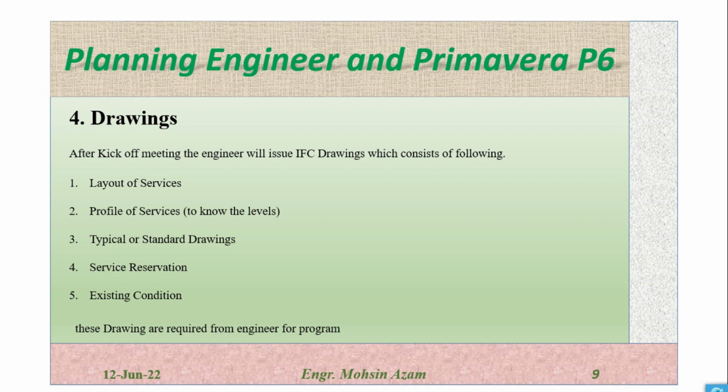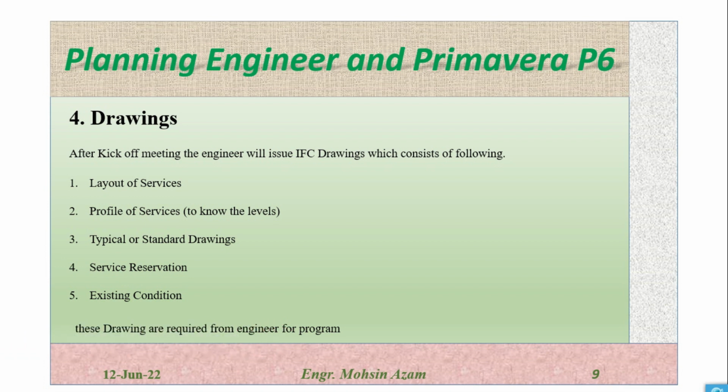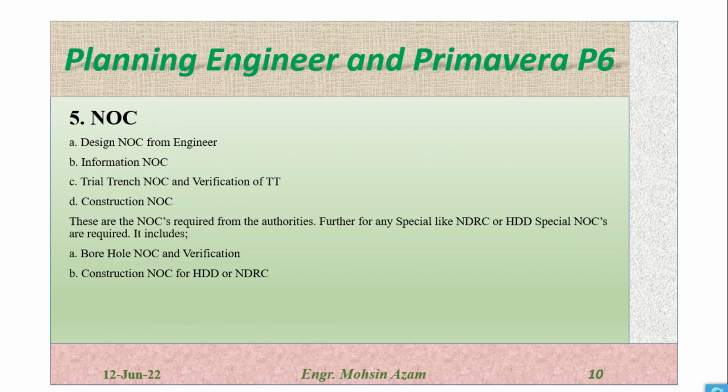Service reservation is actually the distribution or the corridors of the services. Existing condition, so existing ground condition, the engineer should hand over to the contractor. These drawings are required from the engineer for the programmer. So for a programmer, these drawings are necessary to start the program. After this, NOCs. NOC is no objection certificate. These are the certificates which the client will issue to start the work.